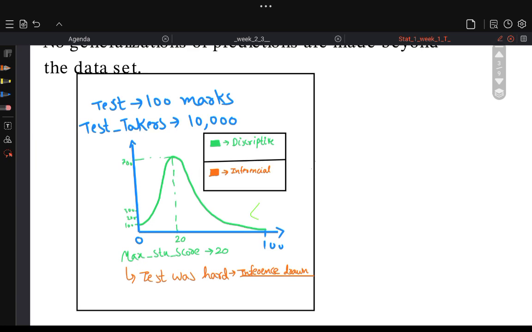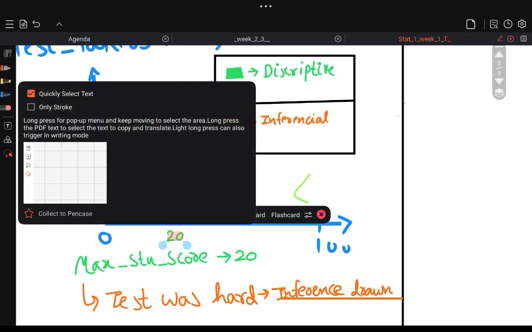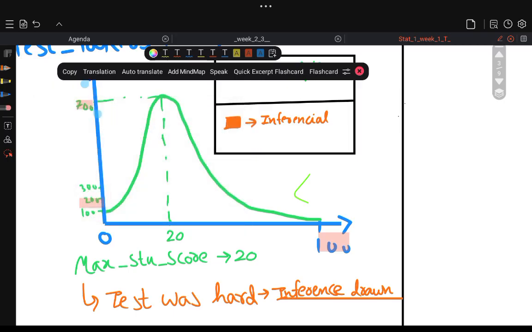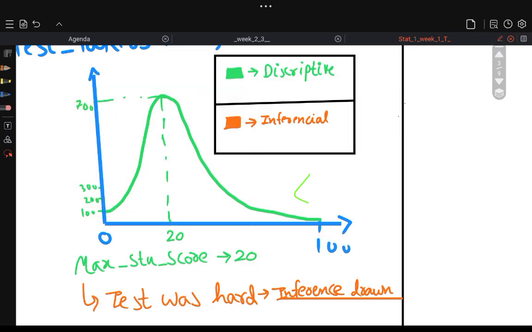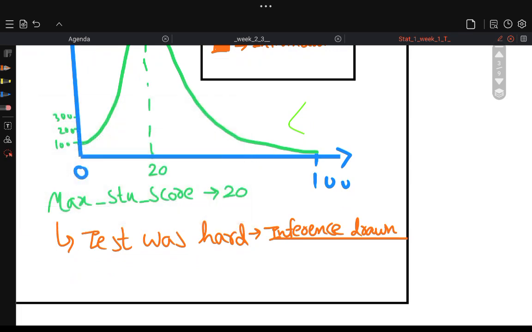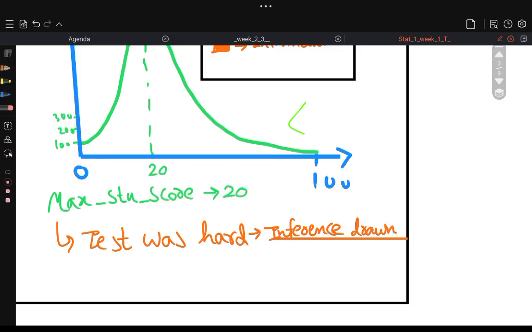When we plotted the data, we found that the maximum number of students lies in the range of 20. So we can say that 20 is the mode of the data, the most frequent value. About 700 students got around 20 marks in the examination. So the most common student score is around 20.